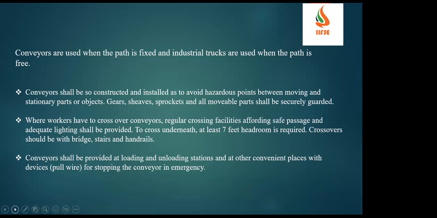And conveyors shall be provided at loading and unloading stations and at other convenient places with a pull wire device. As I told you, the pull wire will be acting as an emergency stop for these conveyors. One second.